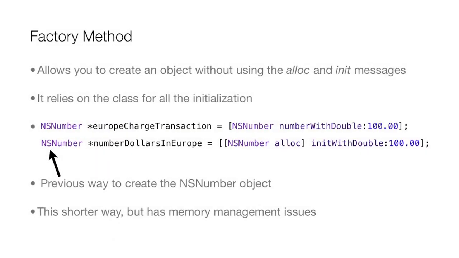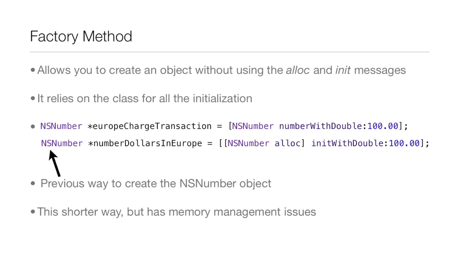Now, factory method. This allows you to create an object without using the alloc and init messages. So it's kind of like new in a way, but you can actually specify the number, like the value. So it relies on the class for all the initialization. So down below is the old way that we just learned how to create the NSNumber object. And then up there above is the new way. So you have NSNumber and then the name of it, the asterisk, all that. So it looks pretty much the same, but you only have one little message. So you say this is NSNumber and it's a number. You say numberWithDouble, numberWithFloat, numberWithInt, whatever. And then you put that number there. And then you close it all off, brackets, semicolon, all that good stuff.